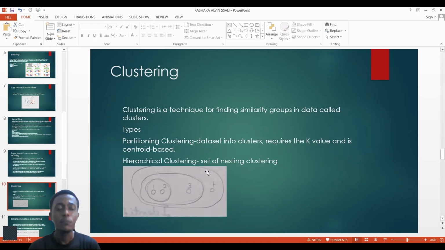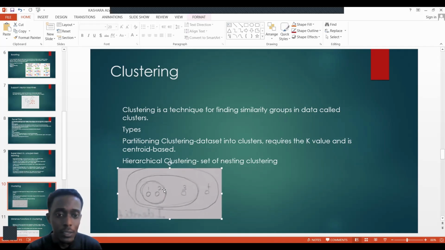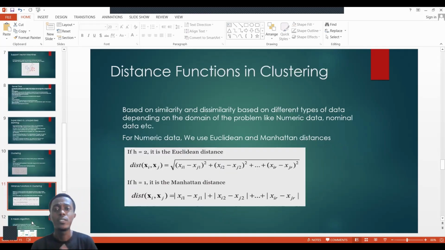Then hierarchical clustering, you think of it as nested clustering. If this is my data set and these are my data points, 1, 2, 3, 4, I make up the first cluster, 1, 2. This is my first cluster. But then I also come up with another cluster that entangles another cluster within, so that's 1, 2, 3. And then I also come up with another cluster, which is this. So that's hierarchical clustering.